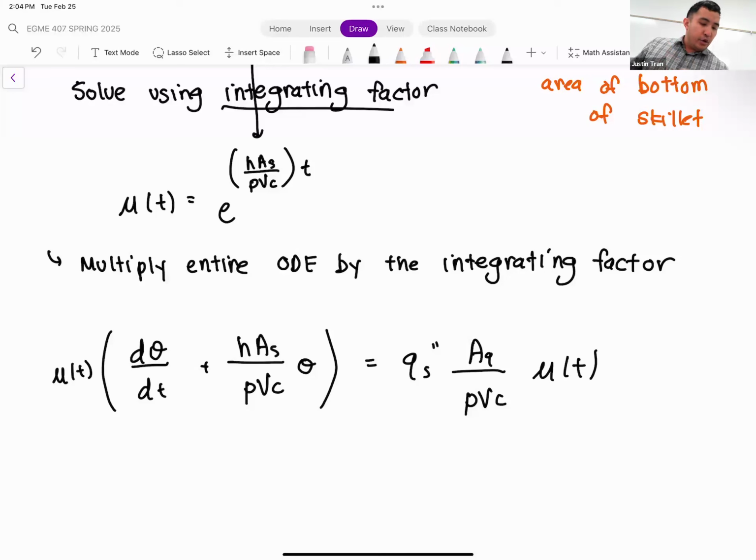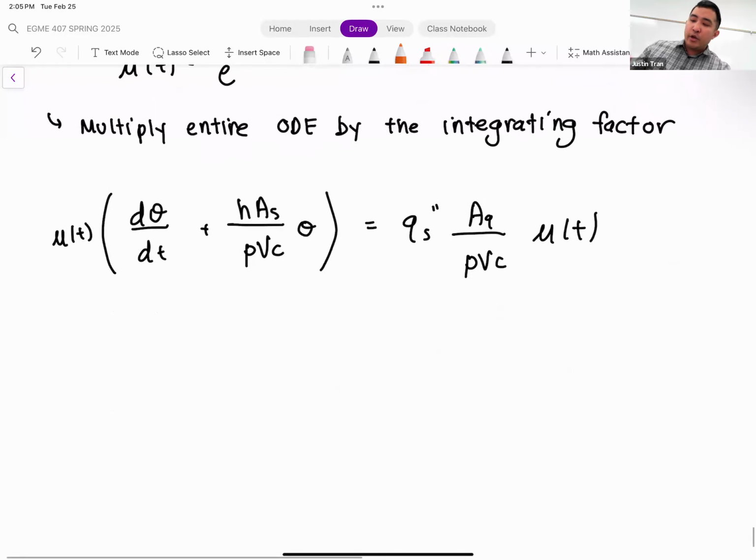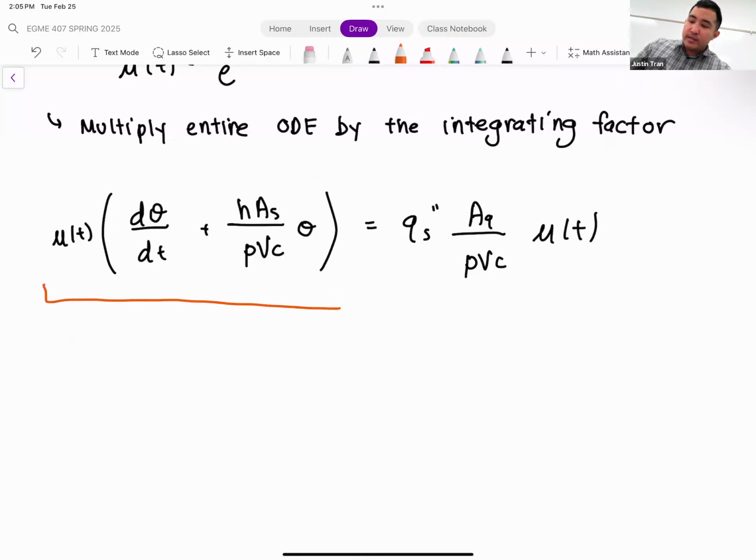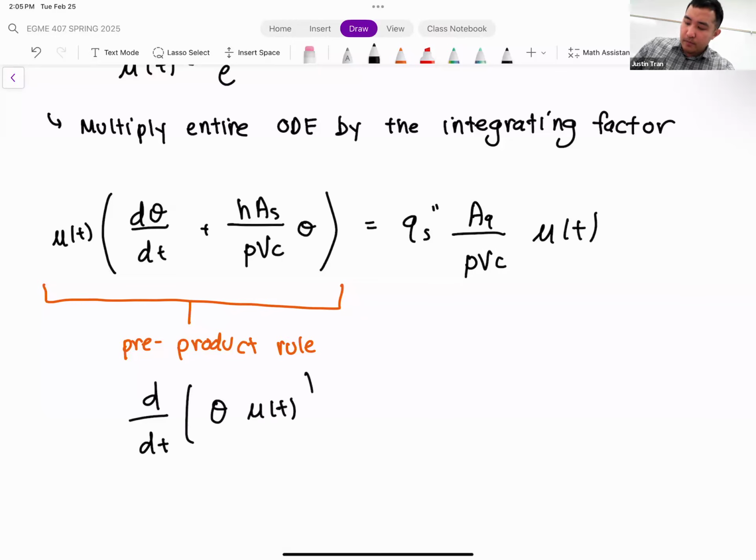The magic of the integrating factor happens on the left-hand side. By multiplying by the integrating factor, and just by having it take this form, we can change the left-hand side using what I call a pre-product rule, like a reverse product rule. It turns the left-hand side into what I call a perfect differential. So we have d dt of theta times mu of t.